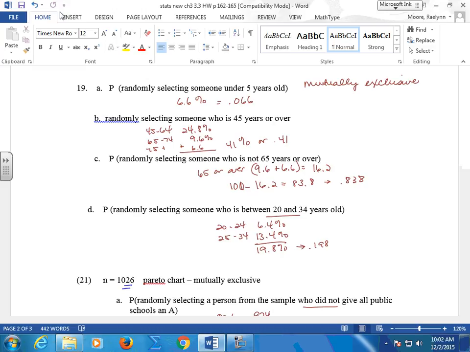Randomly selecting someone who is not 65 years old, well, if all of your circle has to add up to 100, if they're not 65 or over, you're just going to take away this 75 and this 65 to 74, add those up, and subtract it from 100. Use your complement condition, your 1 minus condition. In the case of percentages, it's 100%, not 1. And randomly selecting someone who's between 20 and 34, just add those two because they're mutually exclusive.